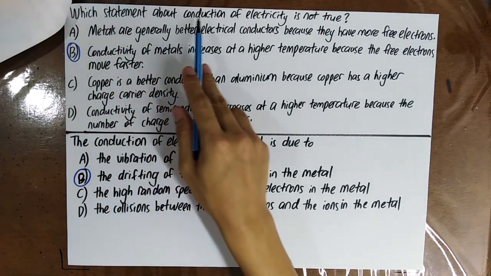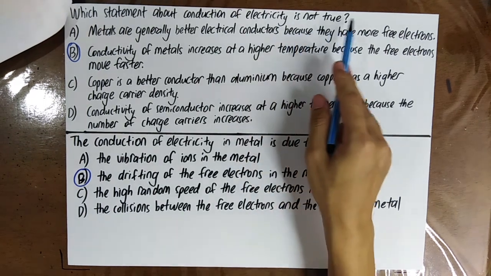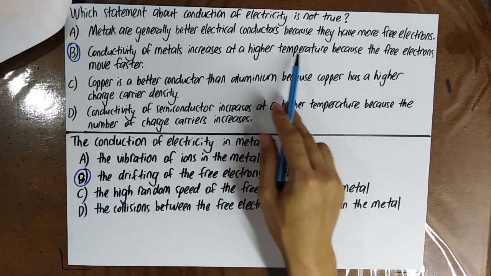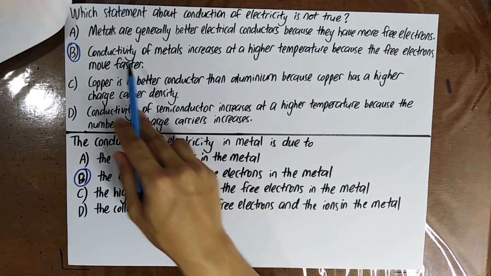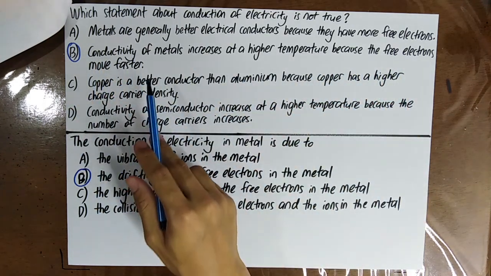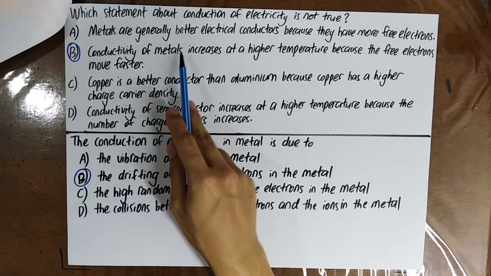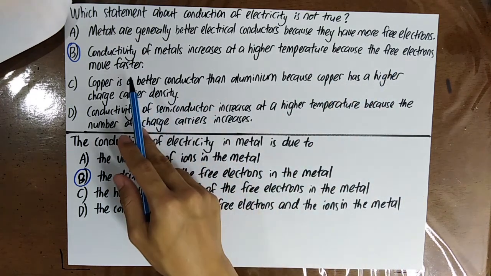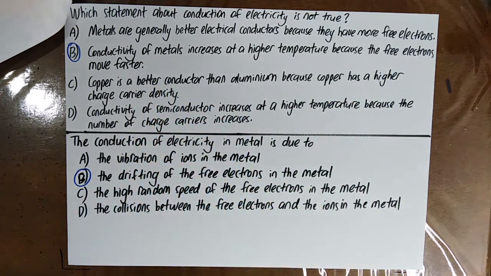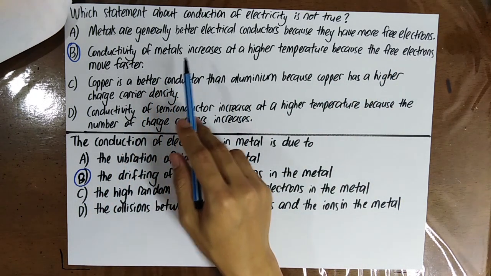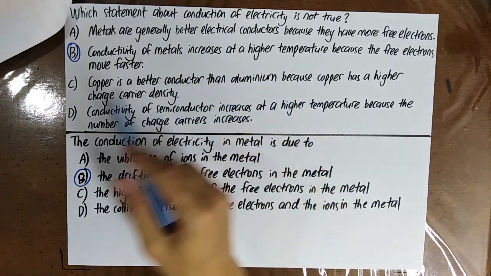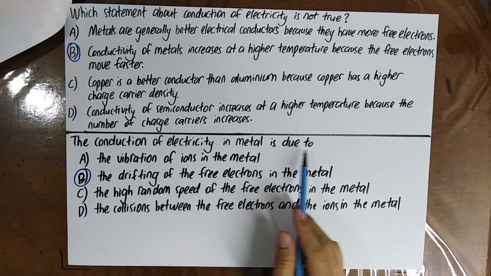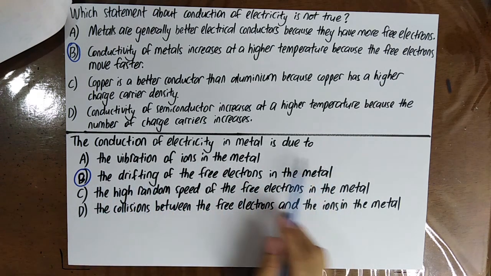Which statement about the conduction of electricity is not true? Conductivity of metals increases at a higher temperature because the free electrons move faster. This is wrong because conductivity of metals decreases at a higher temperature because the lattice vibration gets larger and larger, so that the mean free time of the free electrons decreases. The conduction of electricity in metal is due to the drifting of the free electrons.